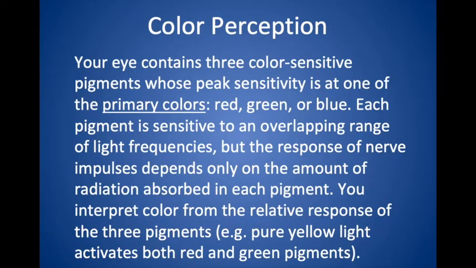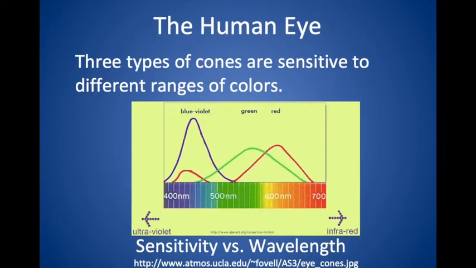Your eyes contain 3 different pigments. They're sensitive to different colors, and those colors are called the primary colors, red, green, and blue. They're actually kind of overlapping. I'll show you a picture in a minute. But whatever color you interpret with your eyes is based on the combination of the response of these 3 pigments. So these are the actual sensitivities for the red, green, and blue pigments in your eye.